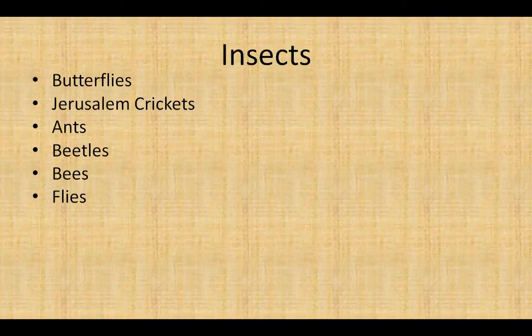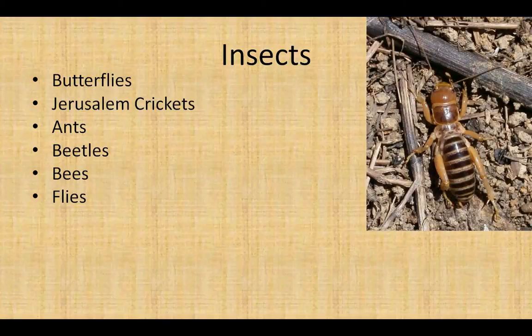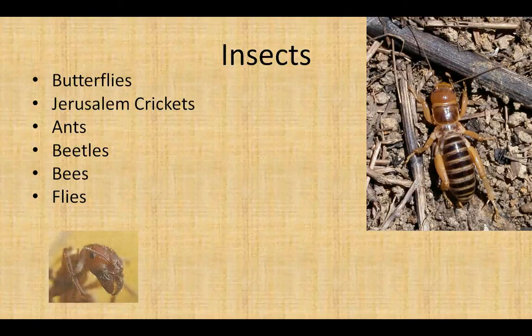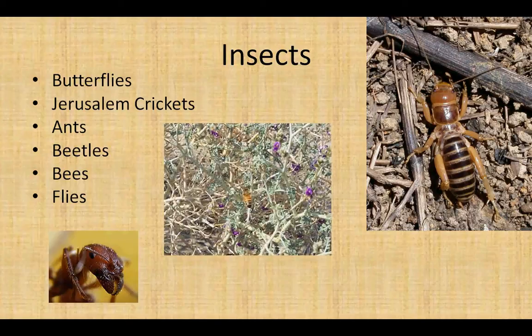Okay, now insects. Some of these I have listed. I didn't bother with pictures. Butterflies, everybody knows what they look like. Jerusalem crickets, kind of specific to our area. Interesting little creature. Ants. I have a picture here of a harvester ant. If you research it a little bit, they're rather interesting. Beetles are fairly common around here. Bees, flies. Insects are in every environment, and some insects are very specific to the environment that they are in.